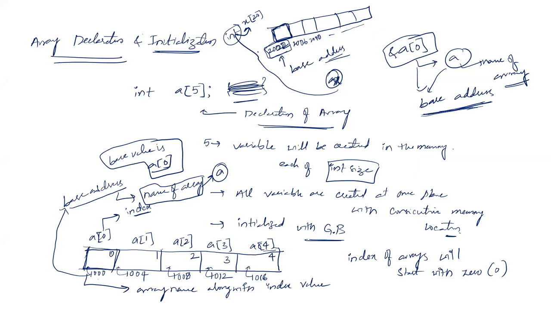So what is the base address? Where the array has been started, where the memory allocation of the array has been started, is called the base address. So that base address will be stored in the name of the array.